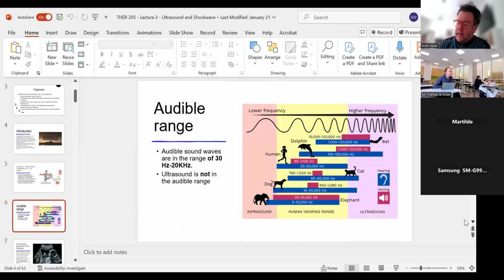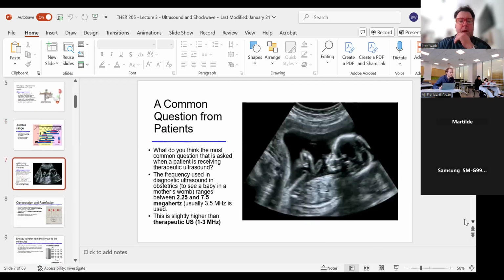Audible range, I do like ranges, as everyone knows. I like ranges and scales. And that's not a bad question. 30 to 20,000 hertz is the range of human hearing. And as we know, ours are in megahertz, which are millions of hertz. So you cannot hear our ultrasound. And in fact, most things would not be able to hear our ultrasound, even dogs. Okay, so let's move on. So that's a possible question.